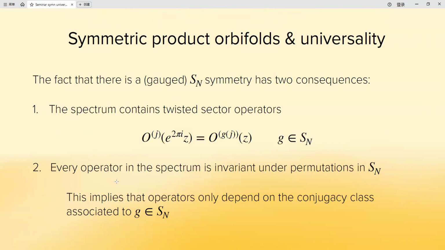And the fact that we have gauged the S_n symmetry has two consequences. First of all, the spectrum contains twisted operators, which have non-trivial holonomy. If I insert an operator on the jth copy of my tensor product and rotate it around the origin, then I can end up in the g(j)th copy of my tensor product, where g is some element of the permutation group. So I have these extra twisted sectors, and moreover, every operator has to be gauge invariant. So it has to be invariant under permutations of the symmetric group. And this implies that operators only depend on the conjugacy classes. Okay, very good.